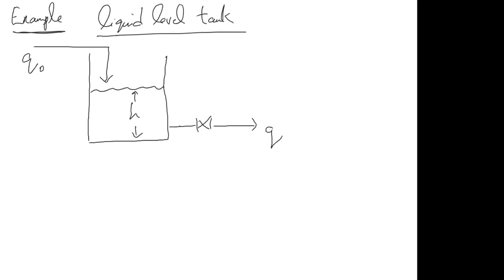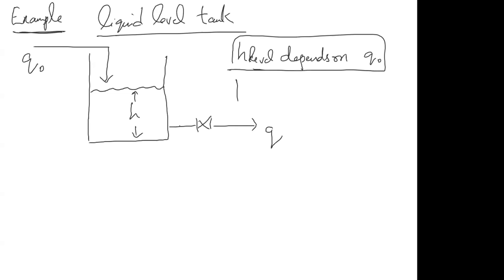Now, if you understand this system, suppose Q naught increases, then what happens to the height of the liquid level? Increases or decreases? Increases. The height of the level increases. So basically, the height of the level depends on Q naught. So what we are talking about here is a level controller.